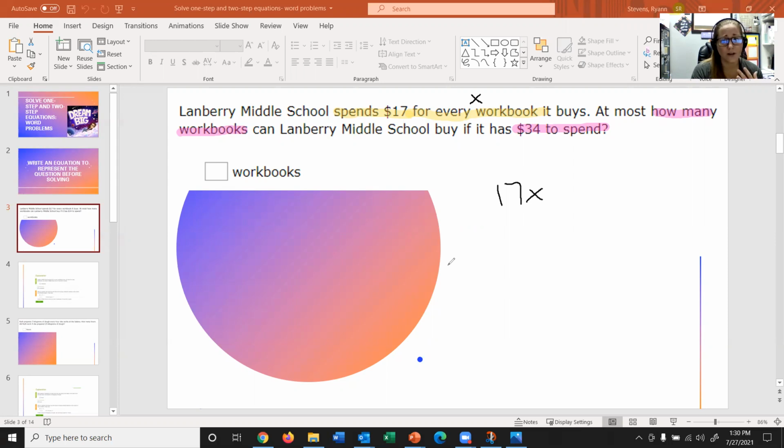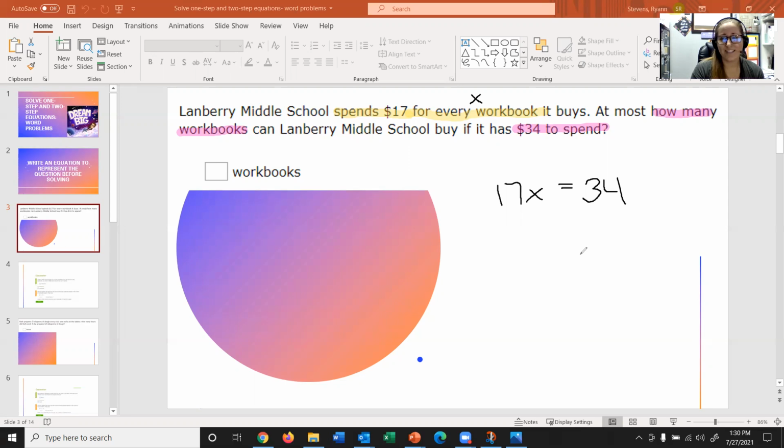Now, reading the question, there's really nothing that we're adding or subtracting past there, but we know that the total can be 34. Okay, so this is the equation that we're going to start with. This is the equation that's going to give us that answer of how many workbooks this middle school is able to buy. Now we can solve this just as we would a one-step equation.